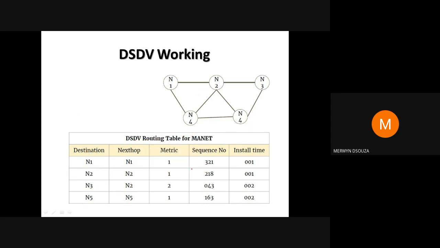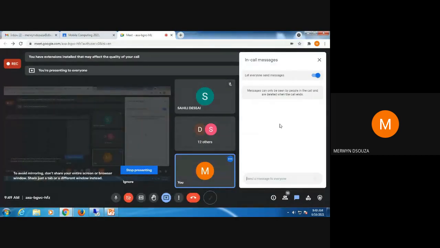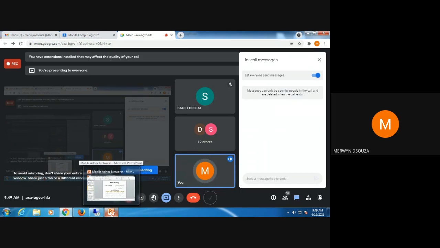Any questions about how you generate this table? Does anyone have any doubt how that table is generated? Again, we are not going to go into all the steps of the Bellman-Ford algorithm. We are not going to study all those things in detail.